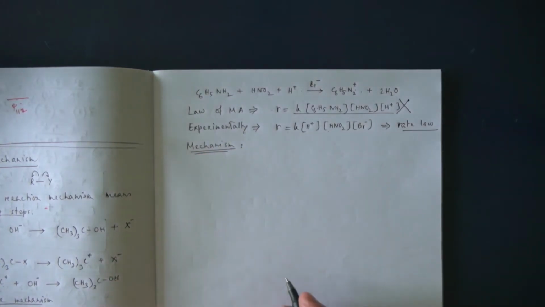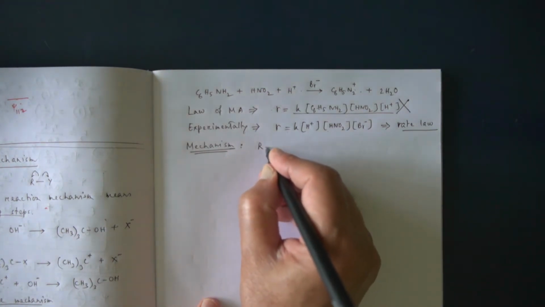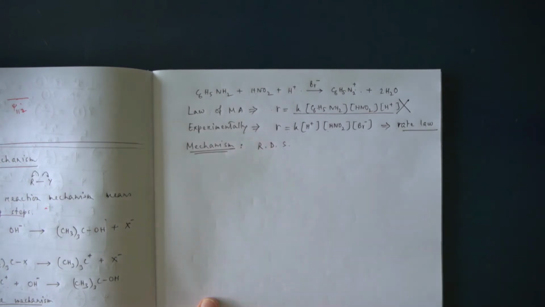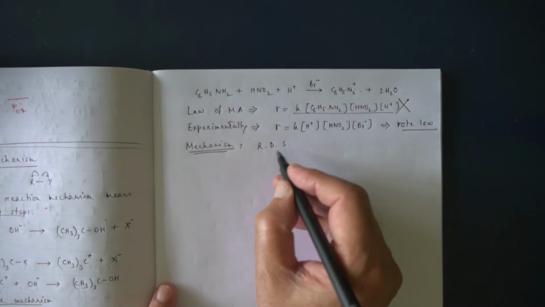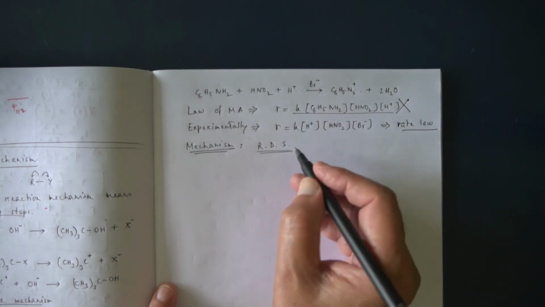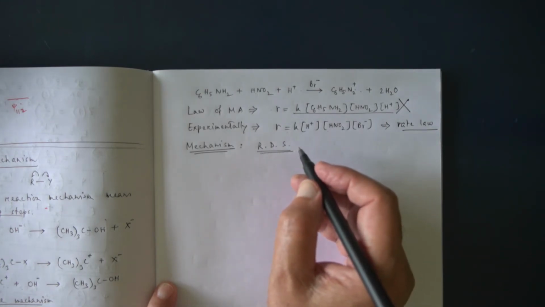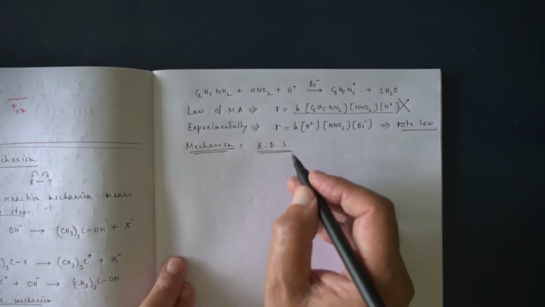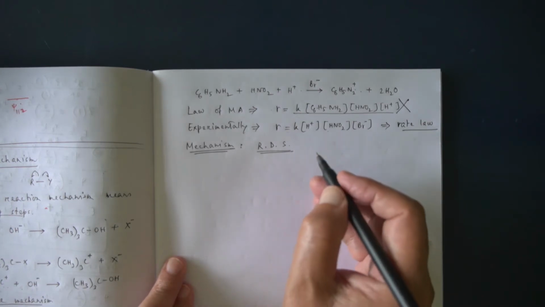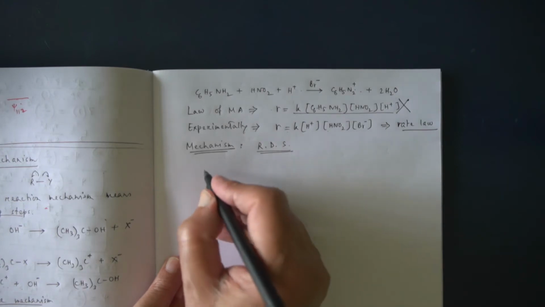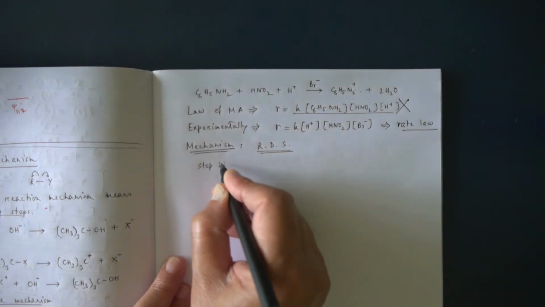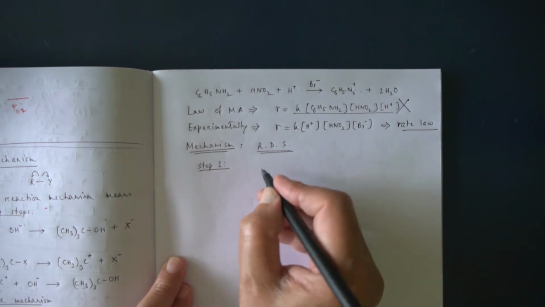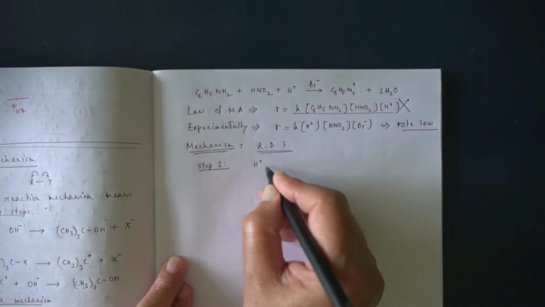Now according to the rate determining step approximation method, how do we propose the mechanism? According to this method, there should be a fast equilibrium, a rapid equilibrium. So step one, rapid equilibrium, and that rapid equilibrium is this.